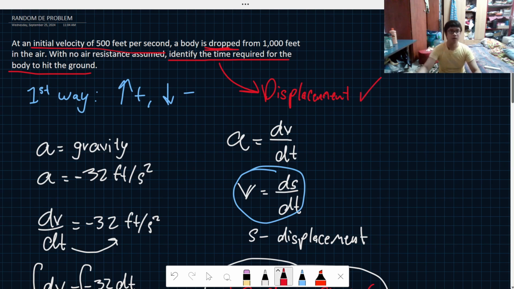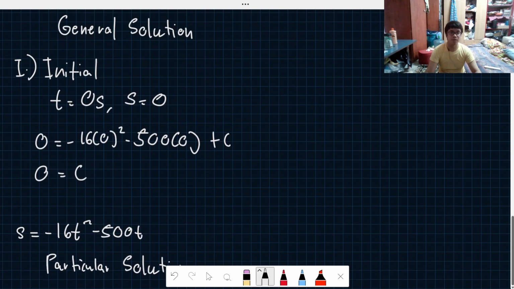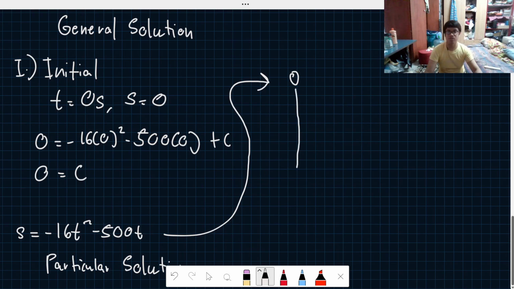Okay, we're good. Now here, identify the time required for the body to hit the ground. So basically, let's proceed here. The body is here, right? And then suppose it's dropped. When it's dropped, it's 1,000 feet.